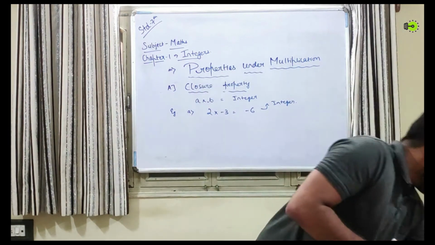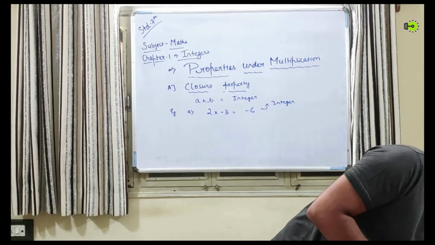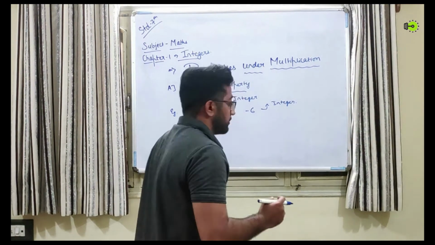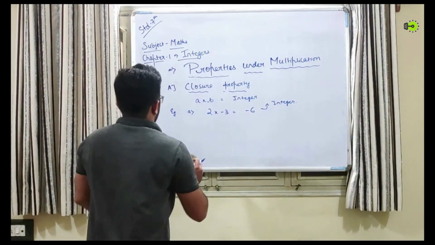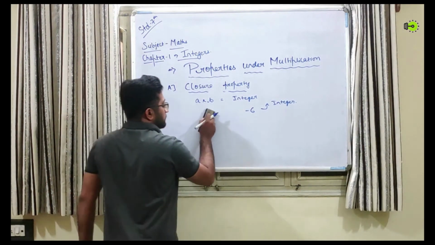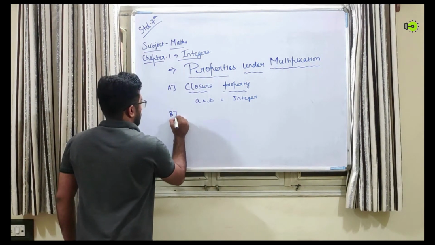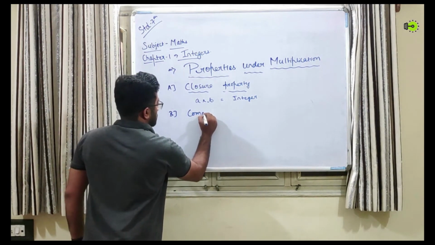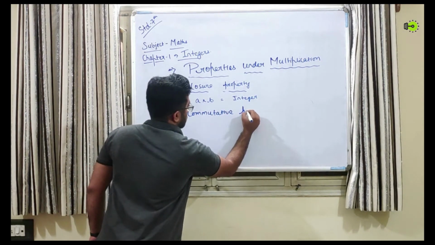Now moving towards the next property discussed in your book, which is the commutative property. So let us start with the commutative property. Another property you have studied is the commutative property.